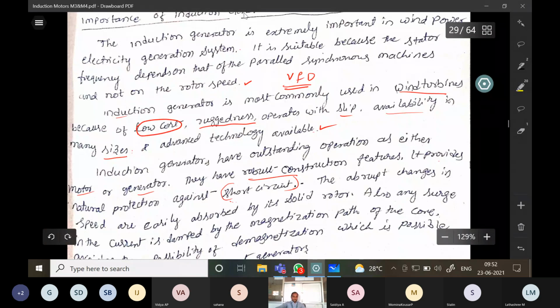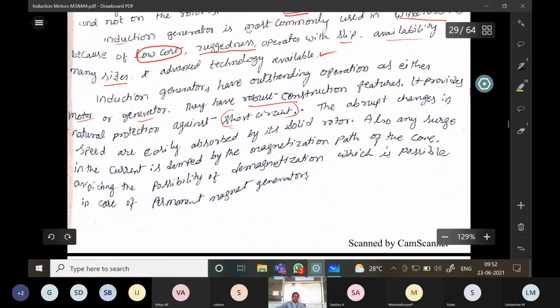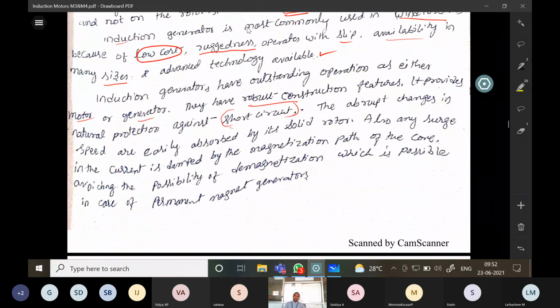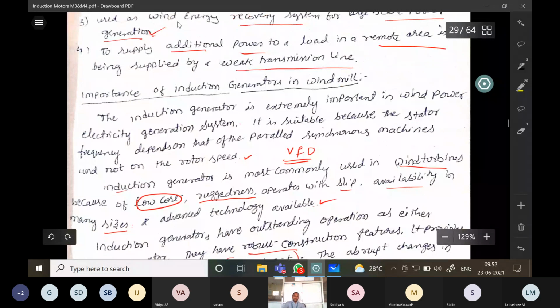Abrupt changes in speed are easily absorbed by the solid rotor. Also, any surge in the current is damped by the magnetization path of the core, avoiding the possibility of demagnetization, which is possible in the case of a permanent magnet generator. So these are the importance of the induction generator in the case of the windmill.